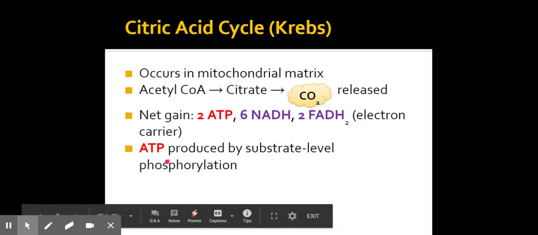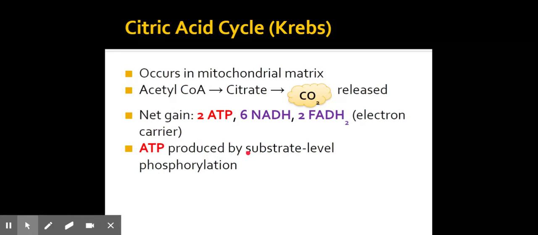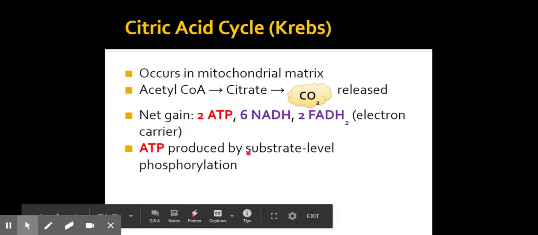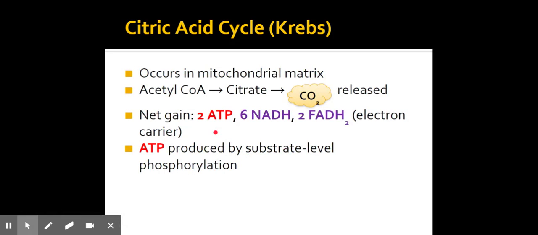Remember, we talked about phosphorylation happening at a substrate level. So an enzyme is forcing ADP and our Pi molecules to interact with each other. So that's how we get our ATP net gain. This is at the very most basic level. This is what we should know about the citric acid cycle.